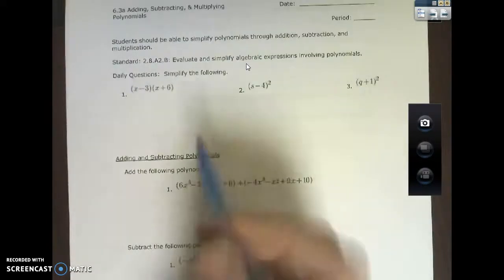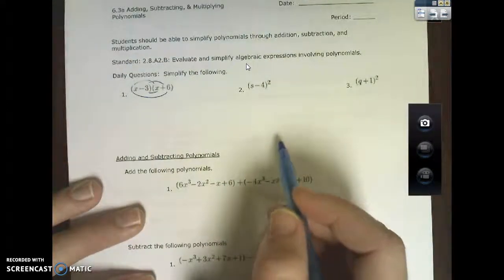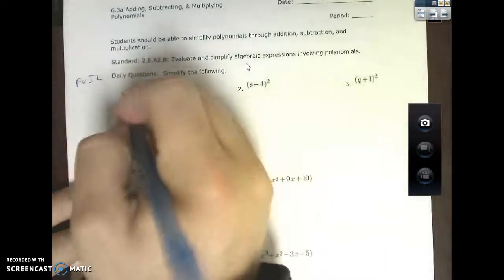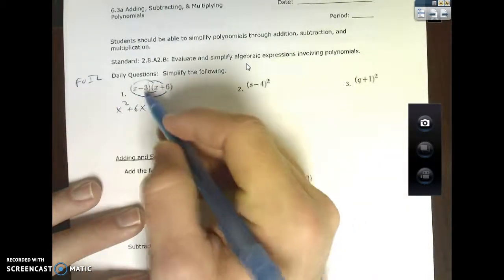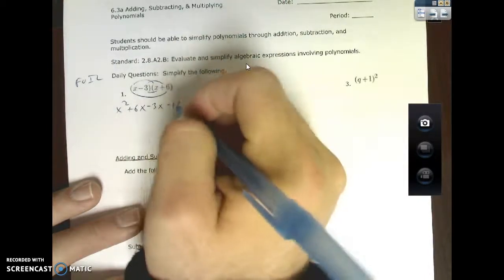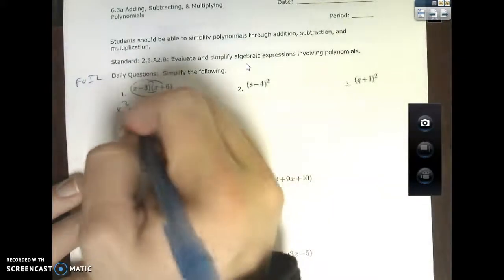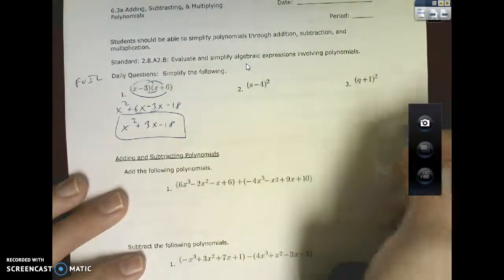We are going back to foiling a little bit. So here, again, a little recap for you. First, outer, inner, last. X times x is x squared. X and 6 is 6x. Negative 3 and x is negative 3x. Minus 18. Typically, your outside inside terms can add together. And we got it.